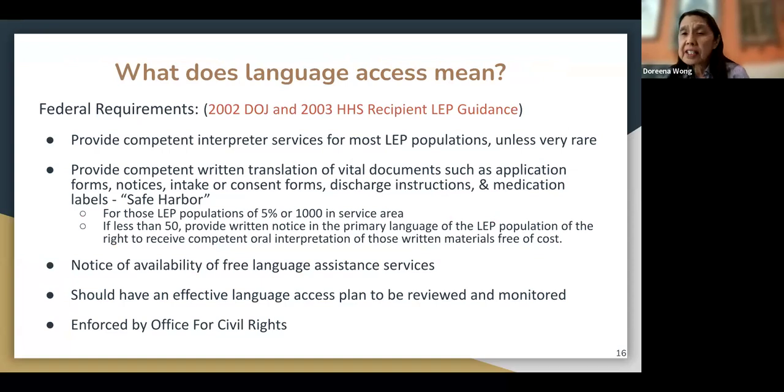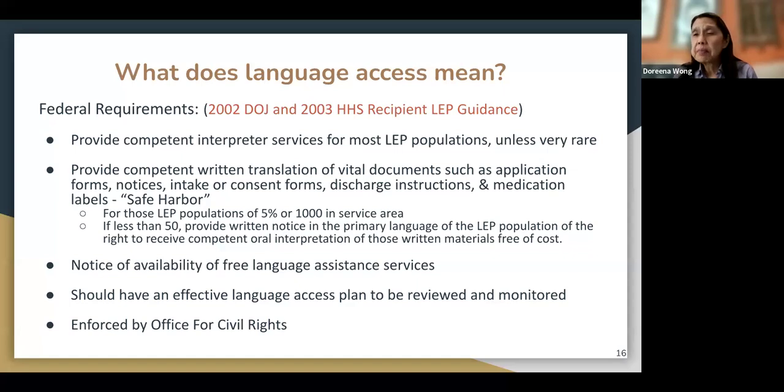So what does language access mean specifically? Title VI and its regulations aren't really specific, but they did issue a guidance that, as I said, it's guidance. It describes some of the requirements that different federally funded agencies are supposed to provide. So it's to provide competent interpretation services.